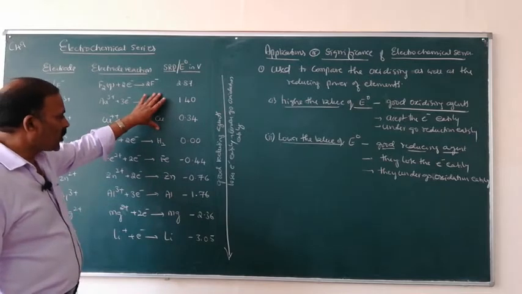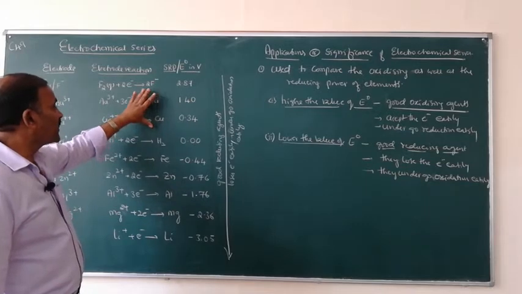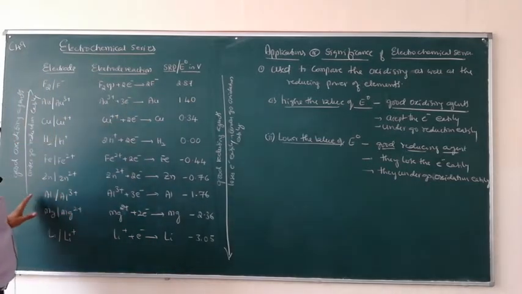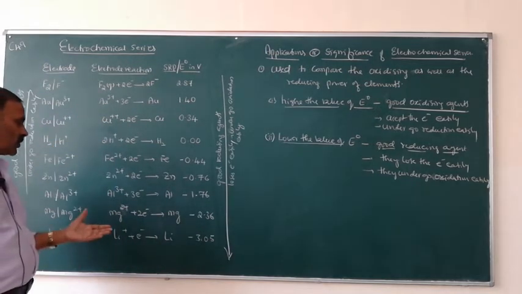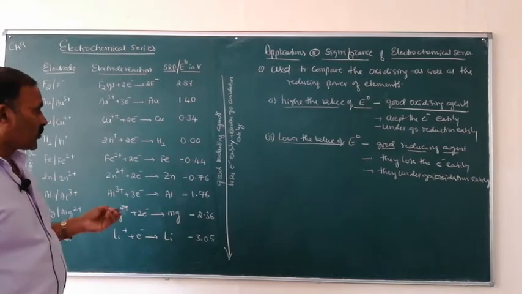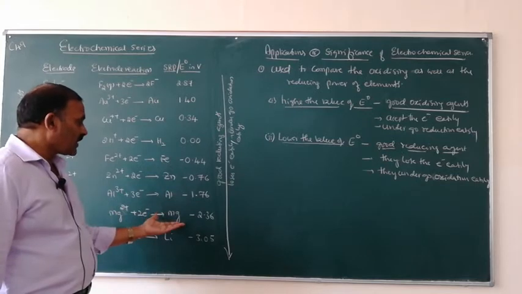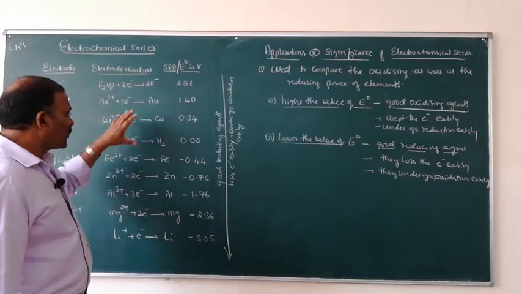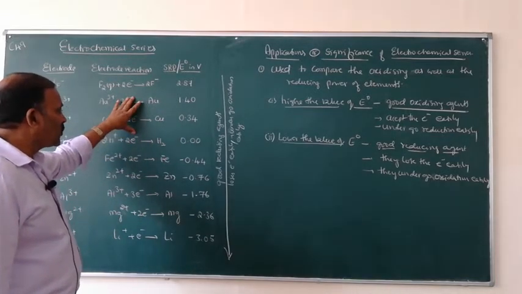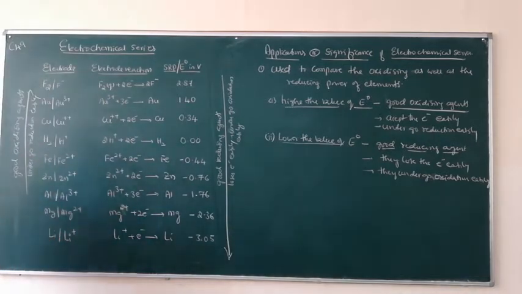The elements at the top do not undergo oxidation easily, but they undergo reduction easily. They are good oxidizing agents. The elements at the bottom are good reducing agents. So if the electrode potential value is less, they undergo oxidation easily and they are good reducing agents. If E naught value is high, they undergo reduction easily. They are good oxidizing agents. So you have to bear this in your mind. This is the first application.